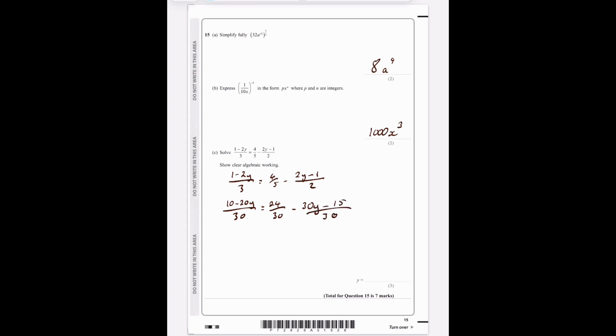Again, you have more choices here. I've joined together the two fractions on the right hand side, so I'm going to leave the 10 minus 20y over 30 on the left alone. Just be careful, you're subtracting a negative, so 24 subtract negative 15 is 39 there, so 39 minus 30y all over 30. Multiply both sides by 30, we'll get 10 minus 20y equals 39 minus 30y. I've brought the y's onto the left and the non-y's onto the right. Divide by 10, you get y being 2.9.